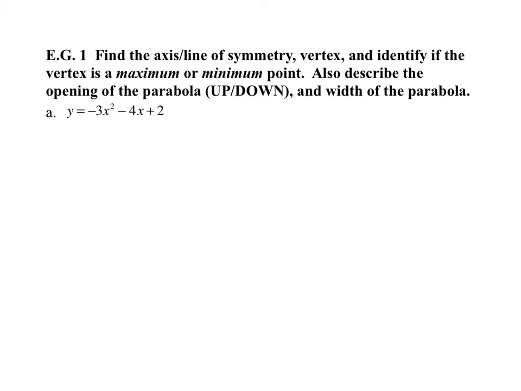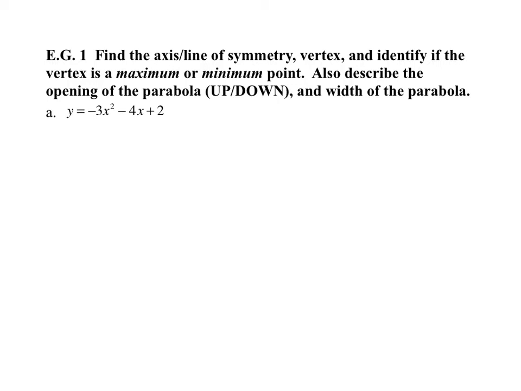Okay, so we're going to put this all together here and do a little bit of describing the properties of this quadratic here, which is an equation form. We're asked to find the axis of symmetry, the vertex, and identify if the vertex is a maximum or a minimum, and then describe if it opens upward or downward, and talk a little bit about the width of the parabola. So let's begin with the axis of symmetry.